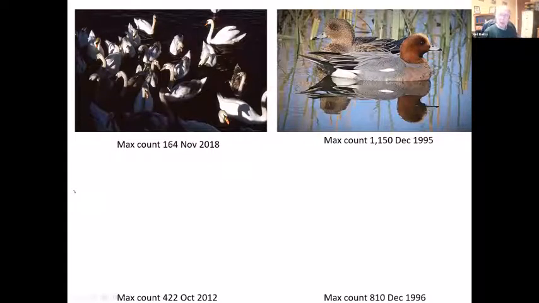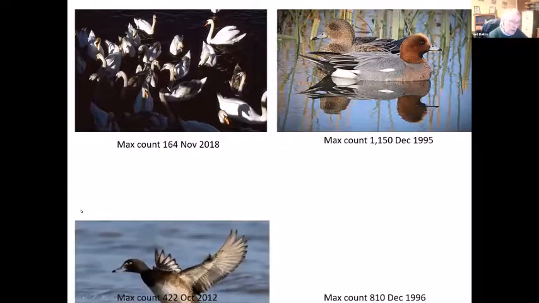Wigeon again were a big user of Gartmorn Dam in the past, and you can see there the estimated count, I would say, of 1,150 birds in December 1995. You still get wigeon there, but nothing like those numbers. It'd be unusual for them to be over 100 these days. Now, before the 25 years of this talk, the maximum count for wigeon was 1,260 in January 1994.